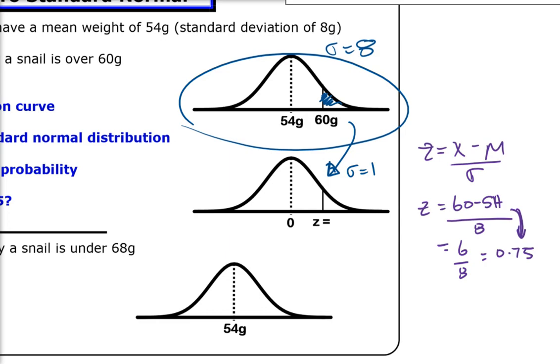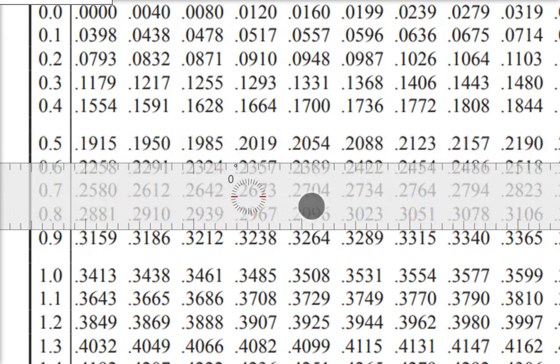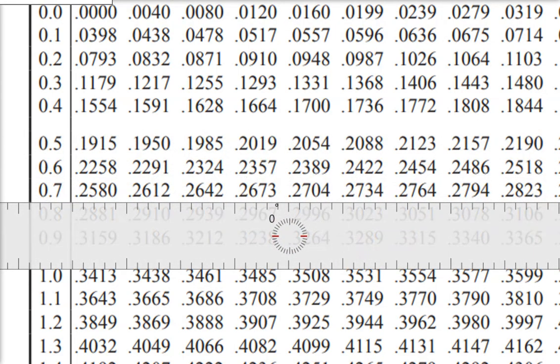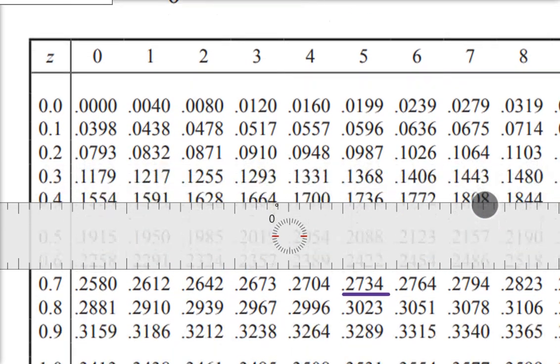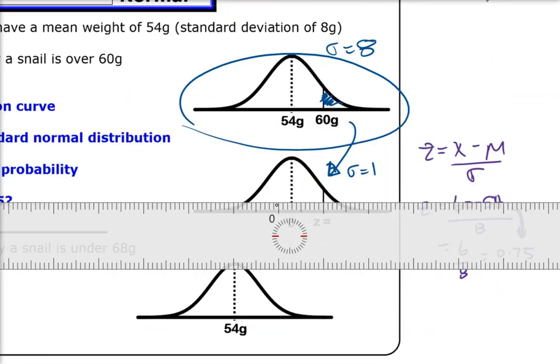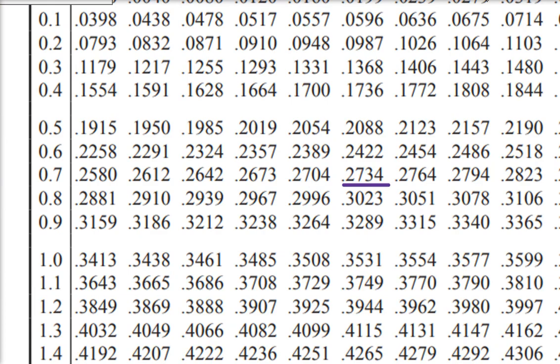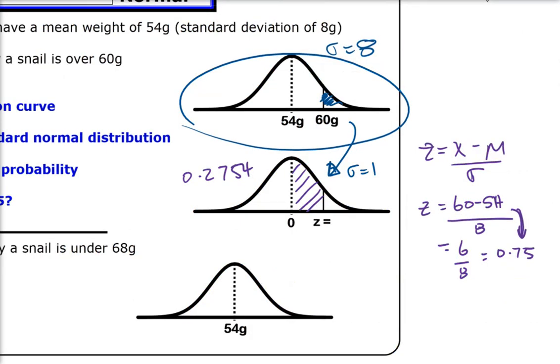So then what I do is I go back to my tables and I look for 0.75. Remember, I get my ruler out, 0.75, 0, 1, 2, 3, 4, 5, hopefully that's right. Yep, 0.2734. So remember this here gives me the answer in between my z and my 0, 0.2734.